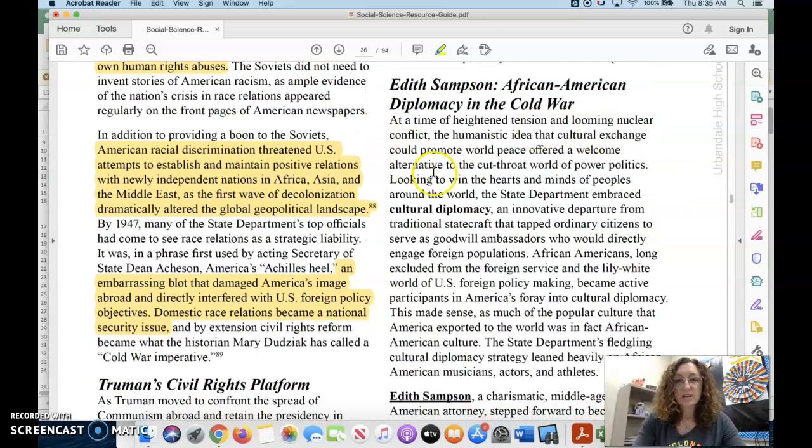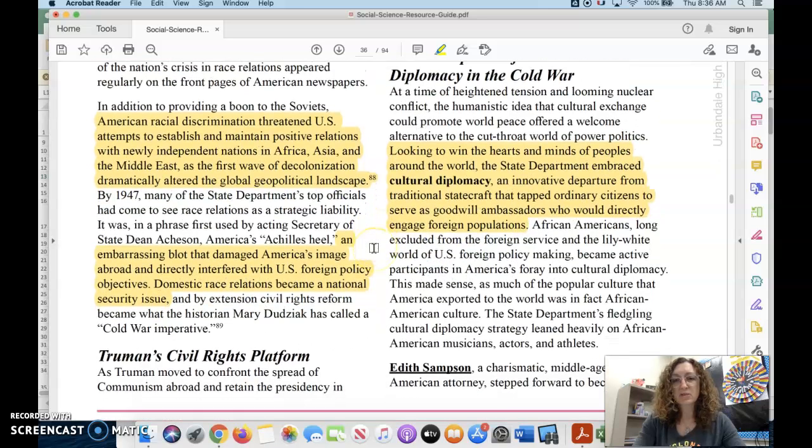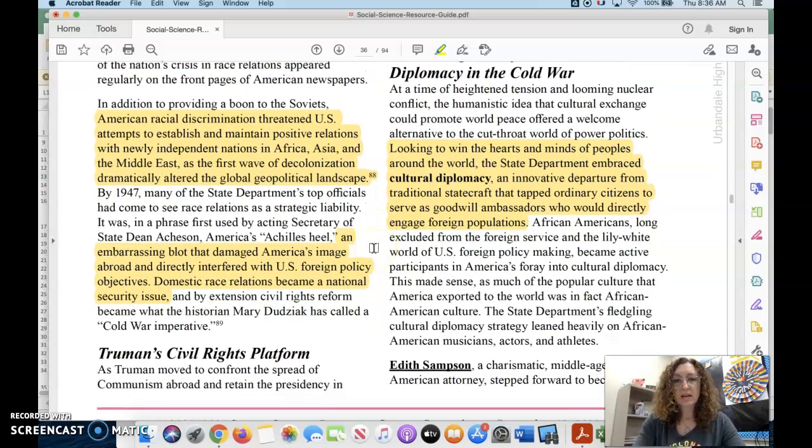All right, next we're going to talk about Edith Sampson. She is an ambassador for the United States around the world within the State Department here. So this is a calculated decision, right? The United States wants to look like they're inclusive. And so they choose an ambassador who's African American.